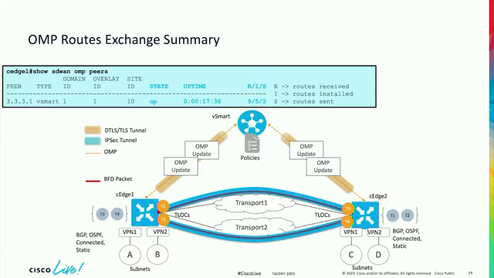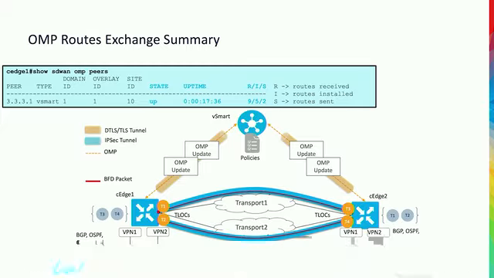We took this from a router, so the router is connected to the vSmart. What's the status? The status is up. The uptime is 17 minutes, and here is the most important part. We are exchanging routes, information. How many routes we received, how many we installed, and how many we are sending. So that's why we can actually see that we are exchanging information to all the environment.